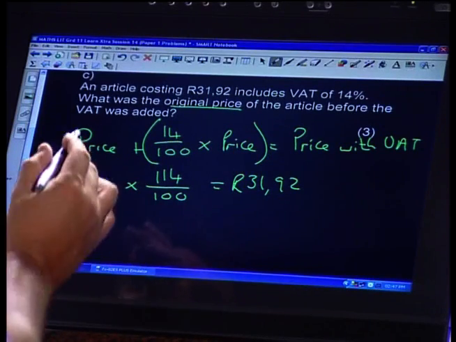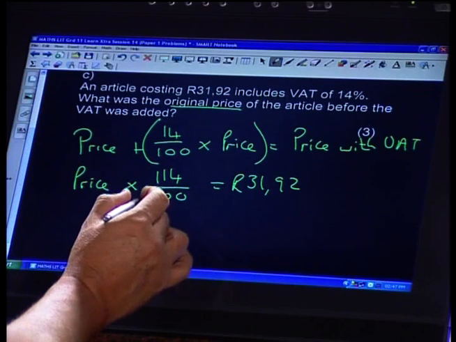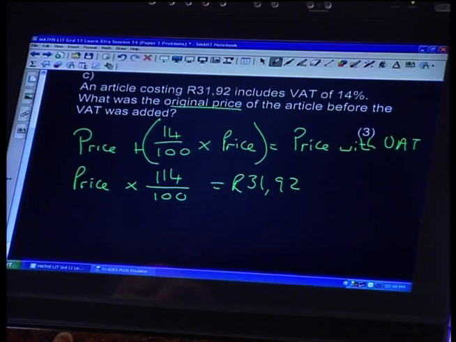the VAT. So the price of the article, let's say I bought this shirt. It's a very nice shirt. Let's say I bought this shirt and it cost 20 Rand excluding VAT. How much will it cost me? Well, it's going to cost me the 20 Rand plus 14%, which will work out to about 2 Rand 80. So the whole shirt's going to cost me 22 Rand 80. So it's the price of the shirt plus 14%. 100% of the shirt plus 14% VAT. And that gives me 114%. So the price times 114% equals 31 Rand 92.